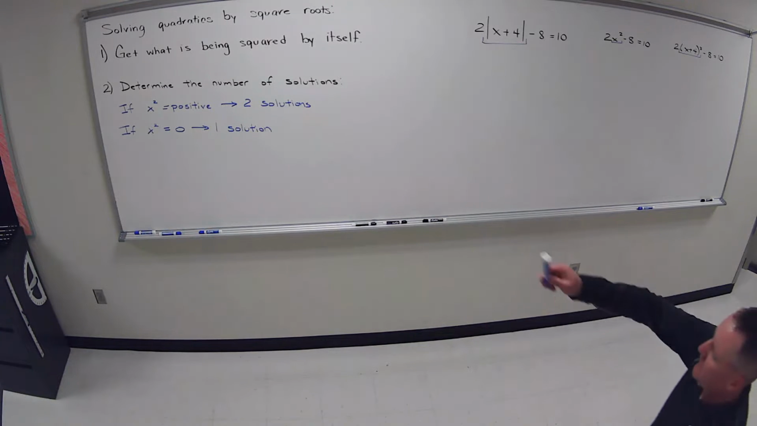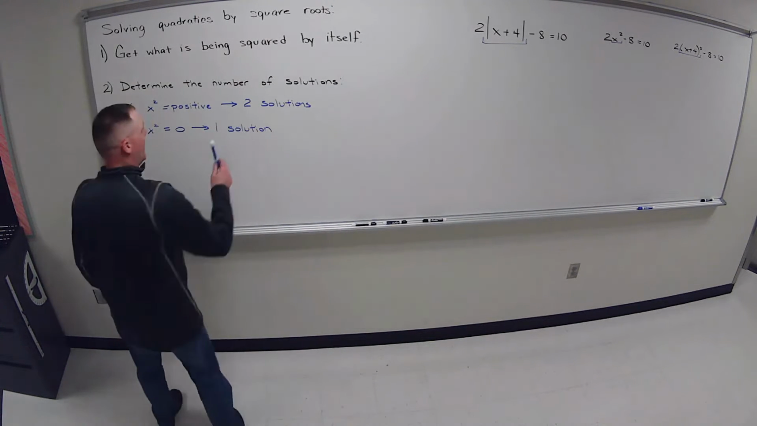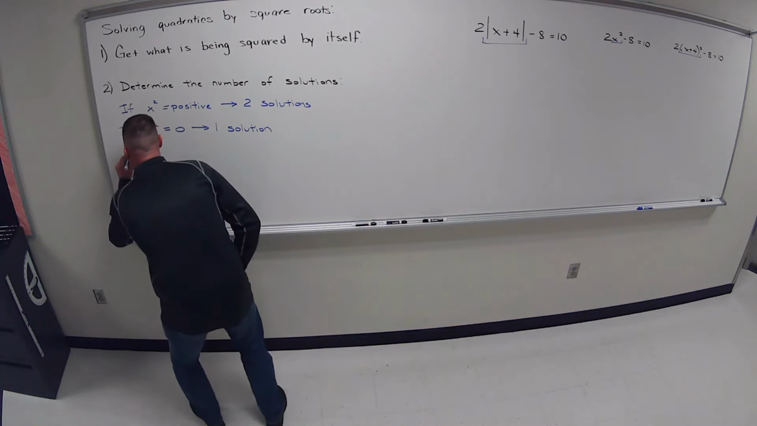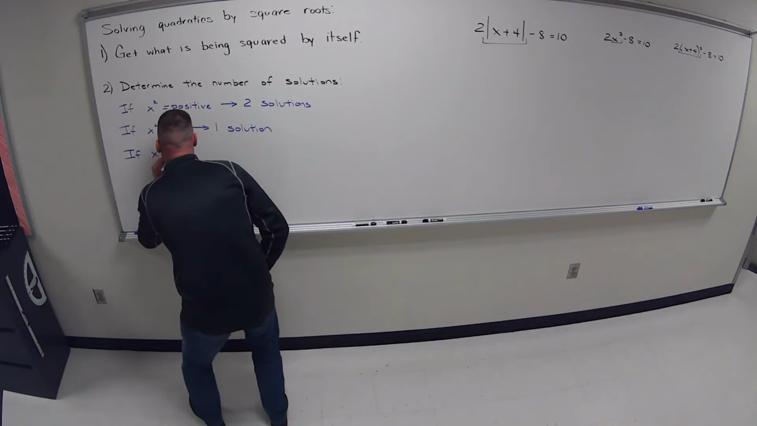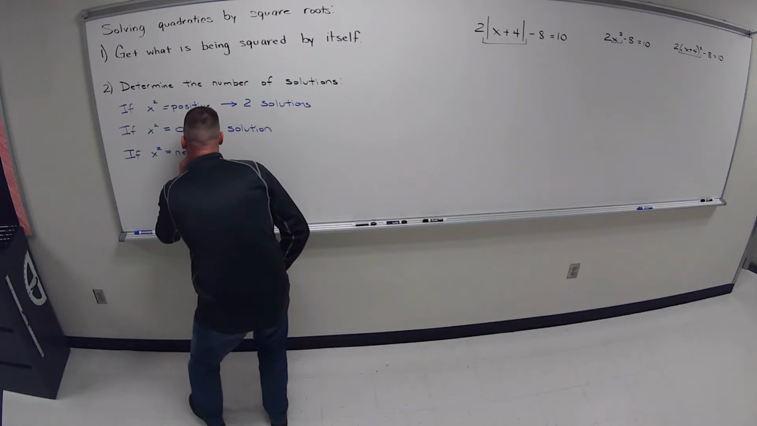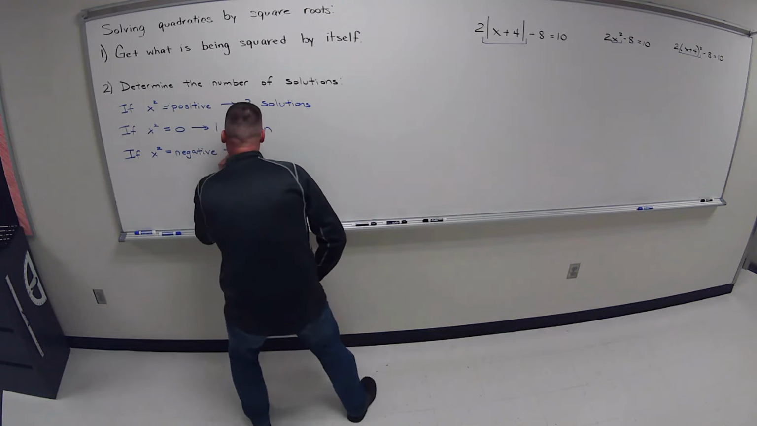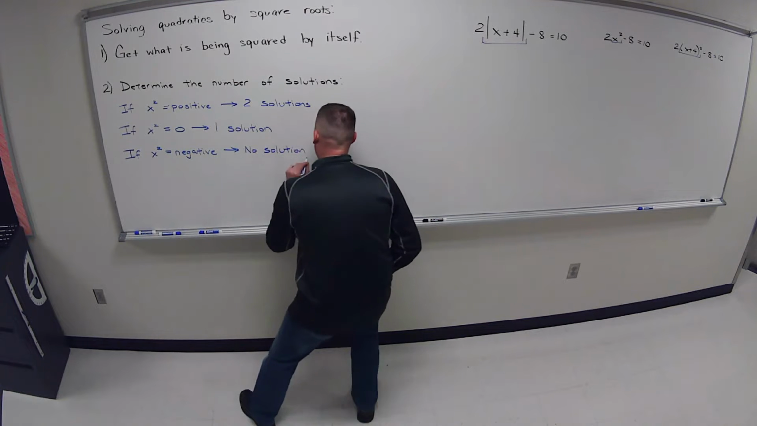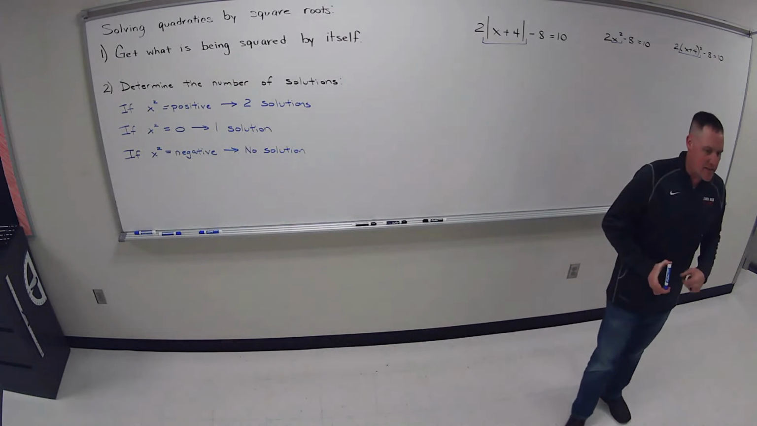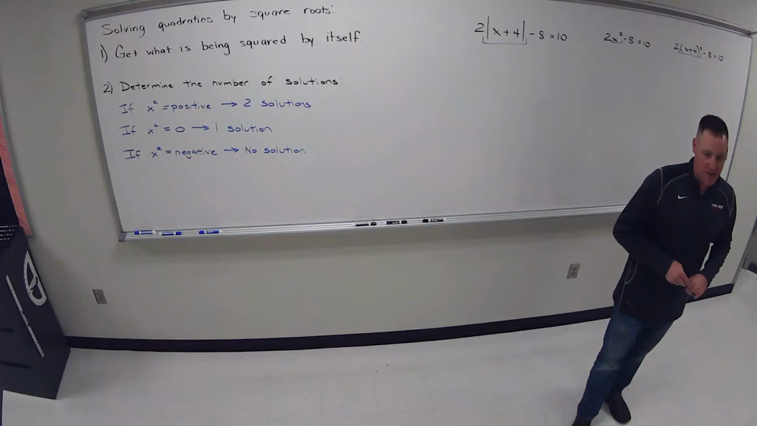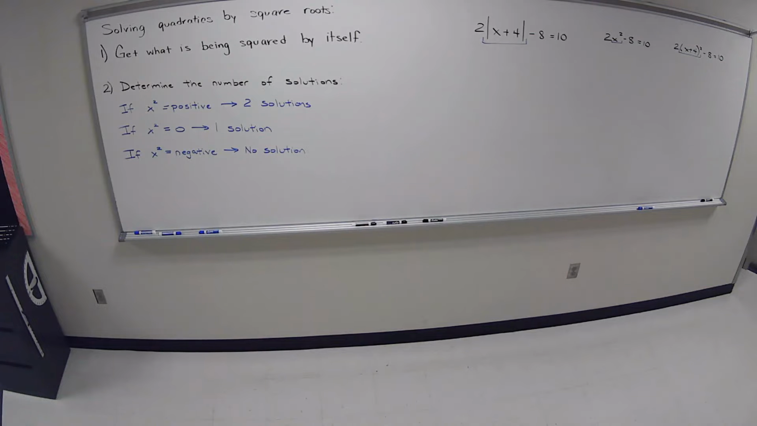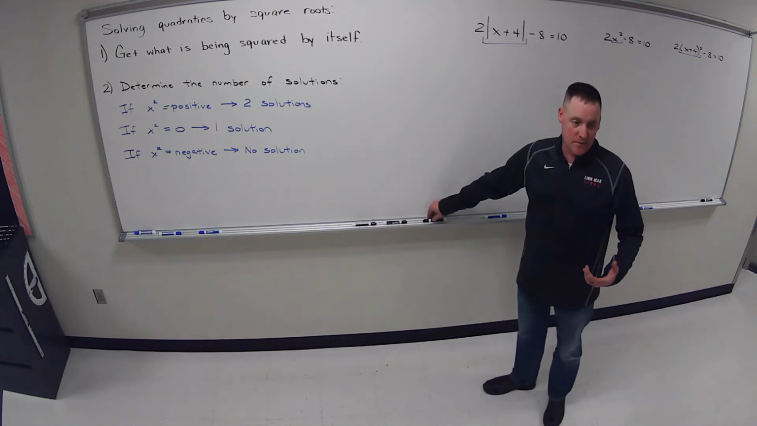Okay? So if x squared is equal to a positive number, we're going to have two solutions. If x squared is equal to 0, we're going to have one solution. Now, we have not seen any of these up until this point, but if x squared is equal to a negative number, this results in no solution. Okay? We haven't seen that yet because we've only solved by factoring. And when we solve by factoring, we either had one answer or two answers. Okay? Now today we're going to start to see that we also have no solutions. Okay? So that's step number 2.